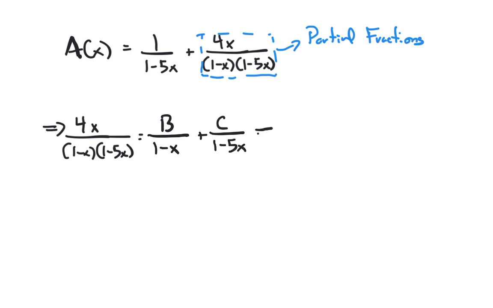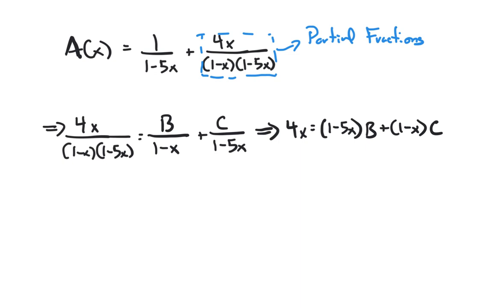And we can use the usual technique of multiplying everything through by the denominator. And we get indeed 4x equals (1 minus 5x) times b plus (1 minus x) times c. And here, there's of course two ways of going. We could always expand this out and equate coefficients for powers of x. That would definitely work. Or we can be smart and plug in values of x that would make stuff disappear. And that's what I'm going to do.